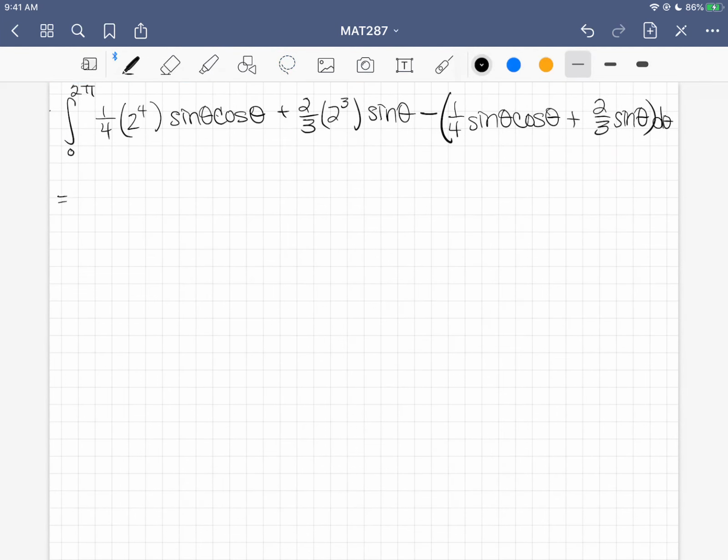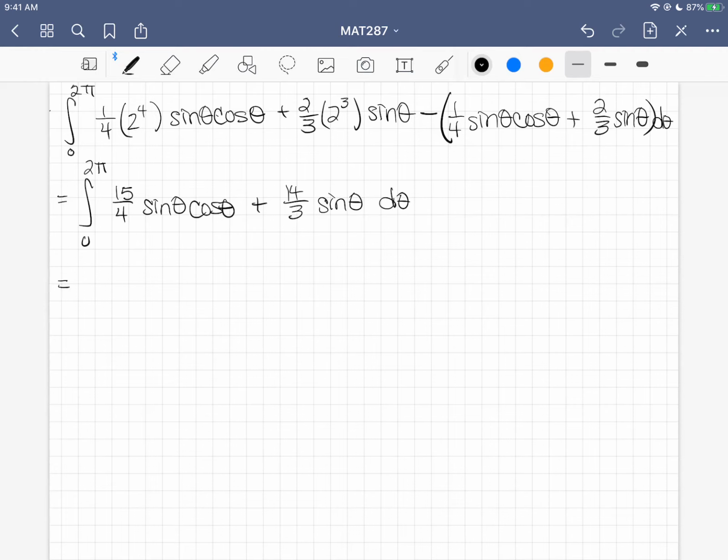All right, what do we have here? Integral from 0 to 2 pi of 4 sine theta cosine theta. Well, let's do the subtraction too. So I'm going to get 4 sine theta cosine theta minus 1/4 sine theta cosine theta. So that's 16 over 4 minus 1 over 4, or 15/4 sine theta cosine theta plus, okay, so I get 16/3 minus 2/3 is 14/3 sine theta d theta.